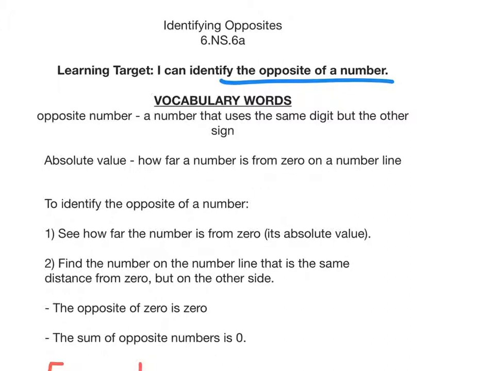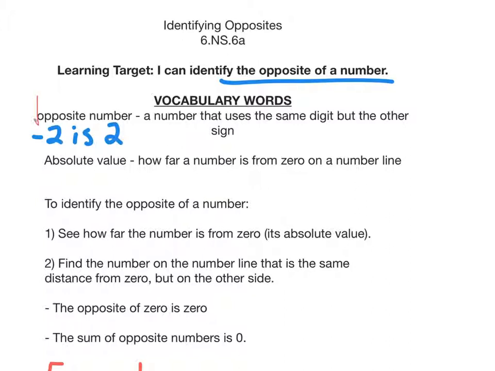Vocabulary words. Opposite number is a number that uses the same digit but the other sign. Now this could be a little bit tricky because not all numbers have signs. Well, they actually all have a sign, but you don't see it. So the opposite of -2 is 2. Notice that you don't really see the sign on both of them.